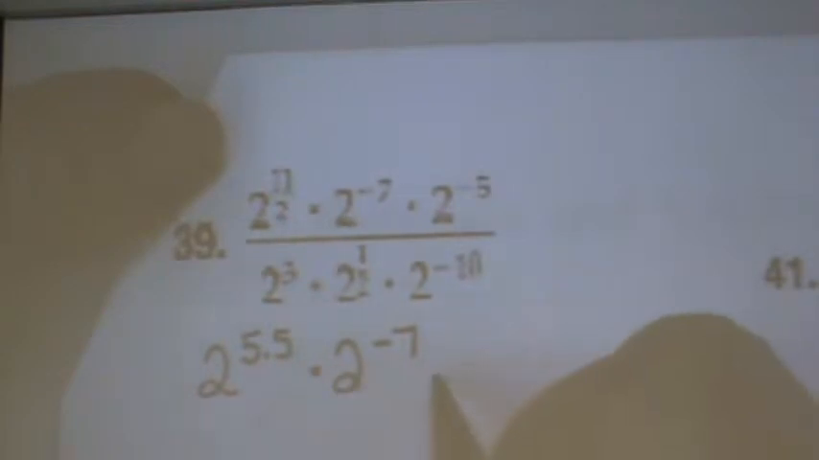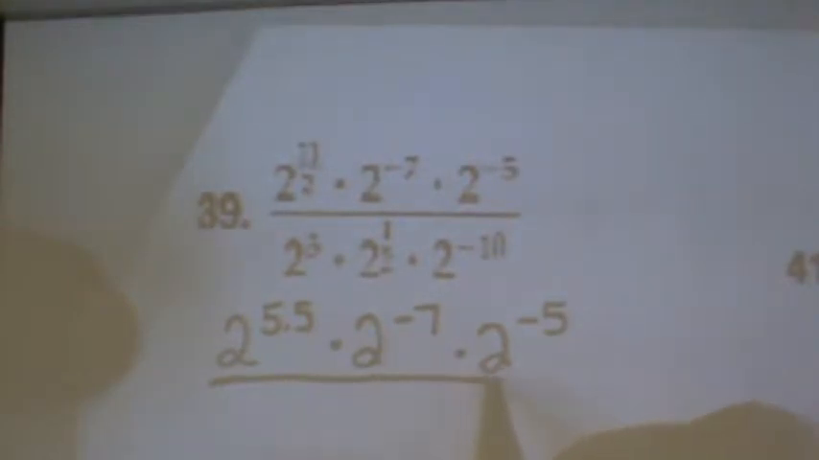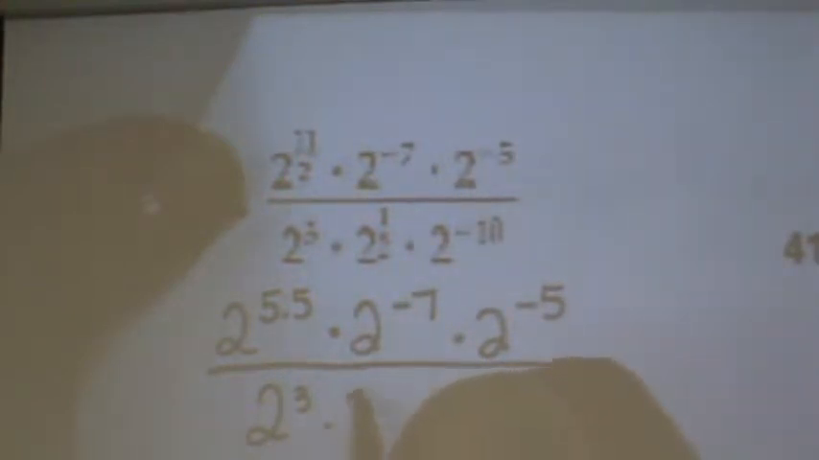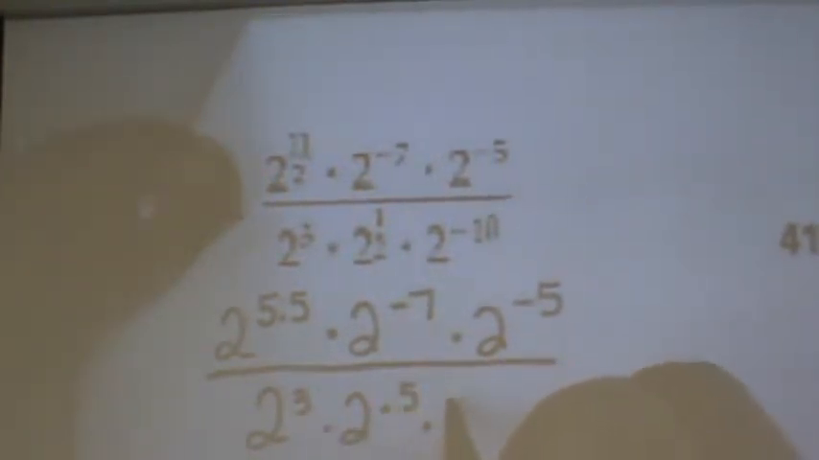Okay, next one. This is saying 2 to the 11 halves, and 11 halves is 5.5. Okay, that's 11 halves. Times 2 to the negative 7 times 2 to the negative 5. What you're going to have to do is add these exponents. And we have 2 to the, I believe that's a 3, times 2 to the 0.5 times 2 to the negative 10.